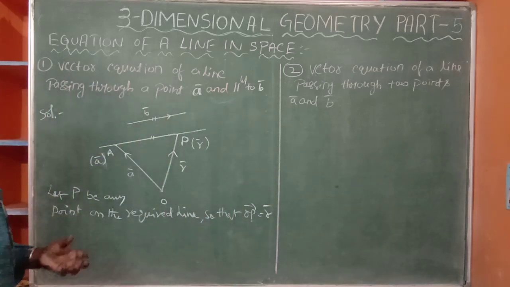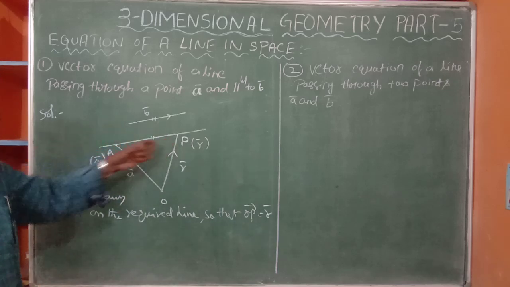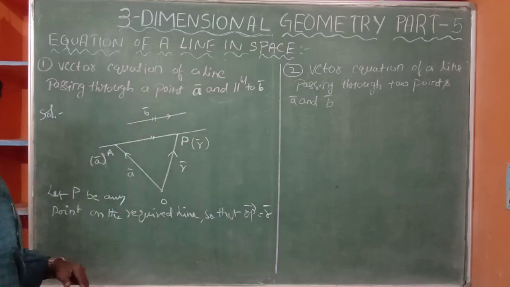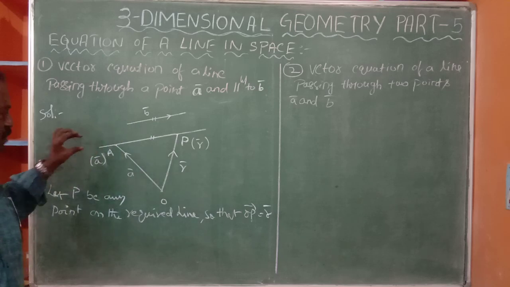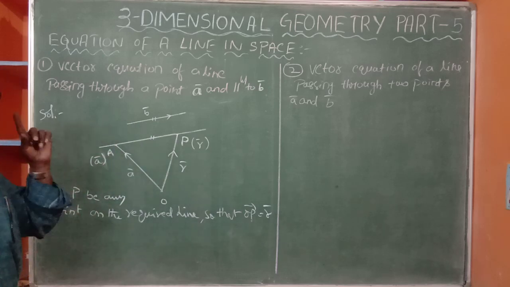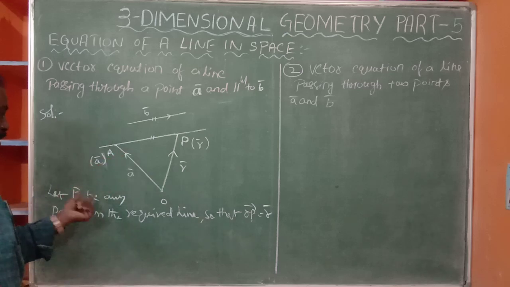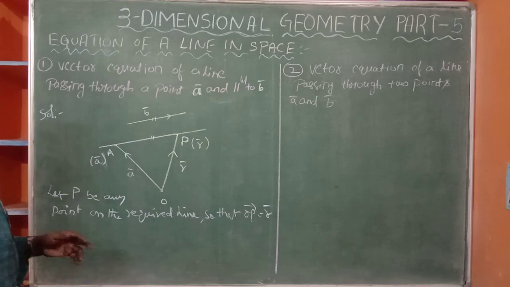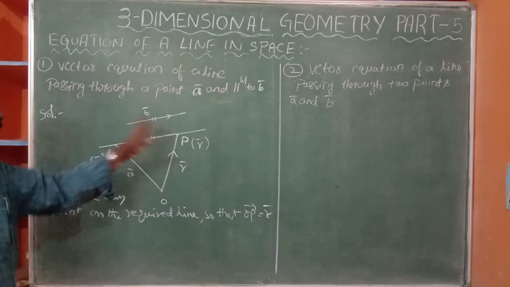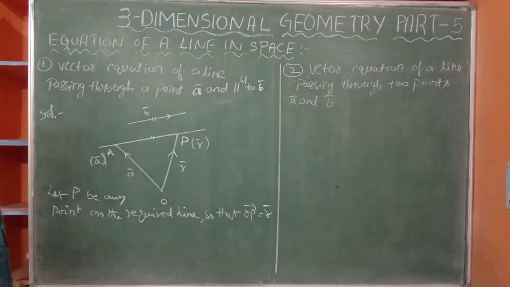Any point means it traces the required line. On the required line, P is everywhere. It is a variable point, so that it is moving, so that it forms the required line. In the previous year, in the first PU, we discussed about any point. You remember it? P is any point on the line.